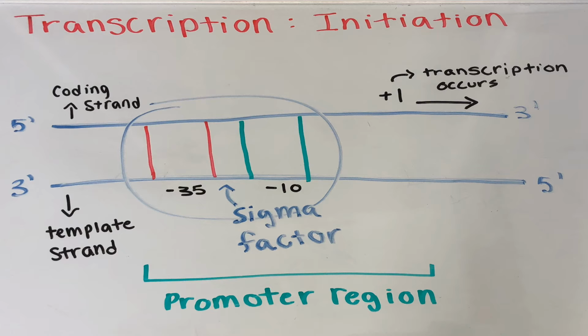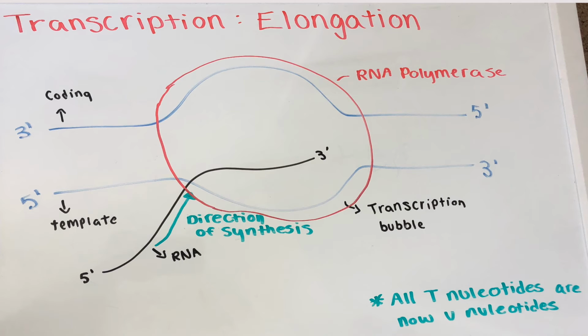Now, let's say the -10 box is deleted in a gene that codes for an enzyme to metabolize sugar. RNA polymerase will not recognize the transcription unit, so transcription will never begin and the sugar metabolizing enzyme will not be produced. Next step is elongation.